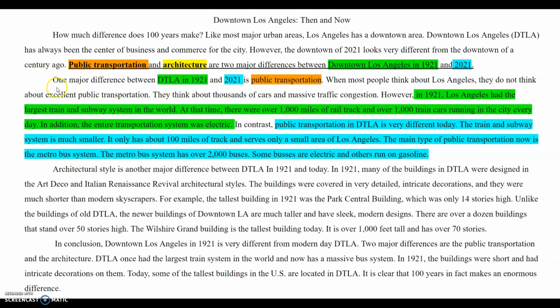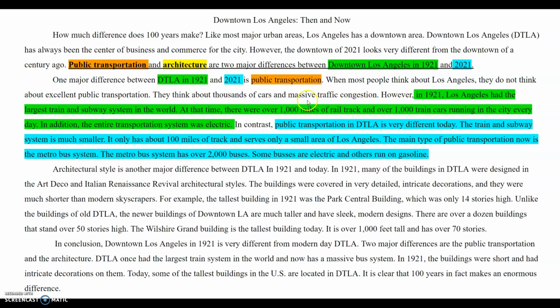We know that in body paragraph number 1, we're going to be looking at the differences between downtown LA in 1921 and downtown LA in 2021 in terms of public transportation. So after our topic sentence, we follow with a little bit of an explanation of the topic sentence. And then we start with the contrasting. The first part of this paragraph, we're talking about downtown LA in 1921 in terms of the public transportation.